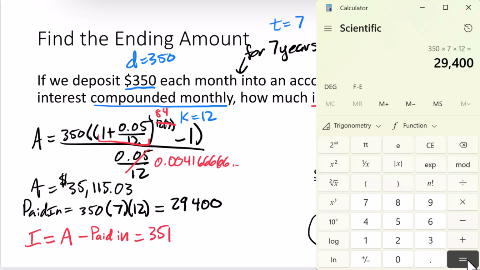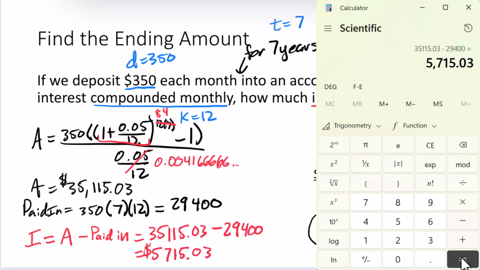And so to find the interest, which was the thing they asked me for, I'm going to do $35,115.03, and I'm going to subtract $29,400. And when I calculate that, I get 35,115.03 minus 29,400, and it looks like the total amount of interest that I will earn is $5,715.03. And so this is the amount that I would earn in interest.